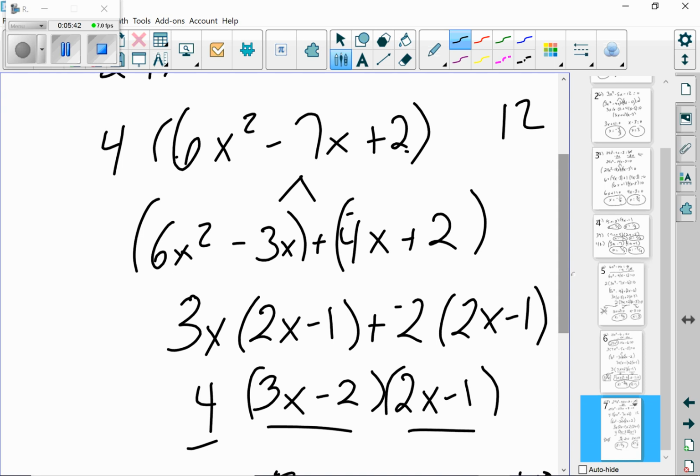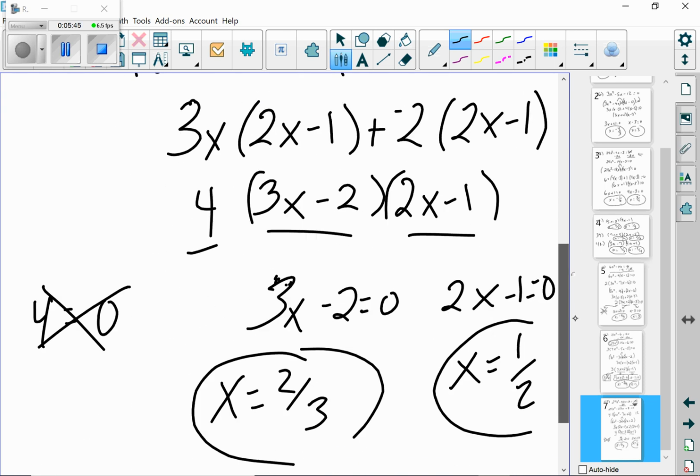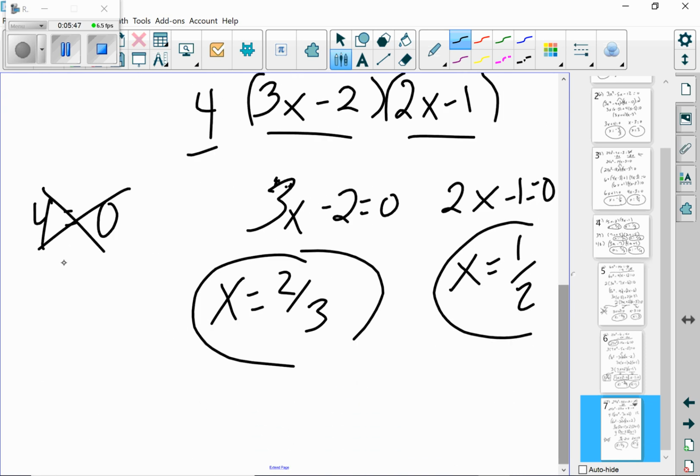I'll scroll back up so you can see some of that math. I went kind of fast on it. You guys can pause at any time. Set each factor equal to 0. 4 cannot be 0, so you're not going to include that. 3x minus 2 equals 0 makes 2/3, and 2x minus 1 equals 0 gives +1/2. Okay?